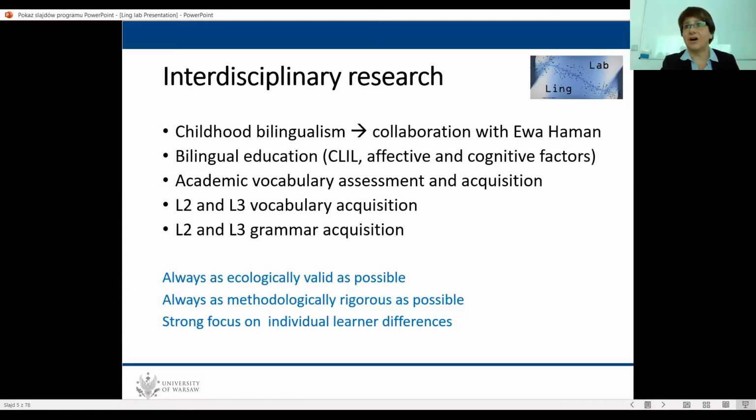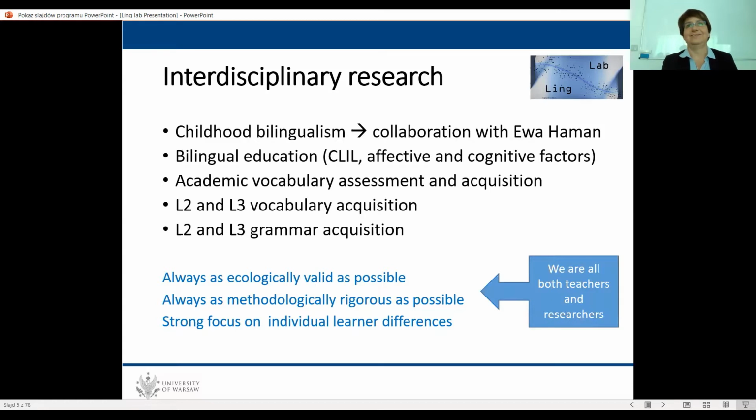And this is all because, and this is a very distinctive feature of our lab, we're not only researchers, but we're also language teachers. That's why we're really careful about those features of our research. And today, because it's impossible to focus on everything, we'll focus just on the acquisition of vocabulary and grammar in the second and third language.